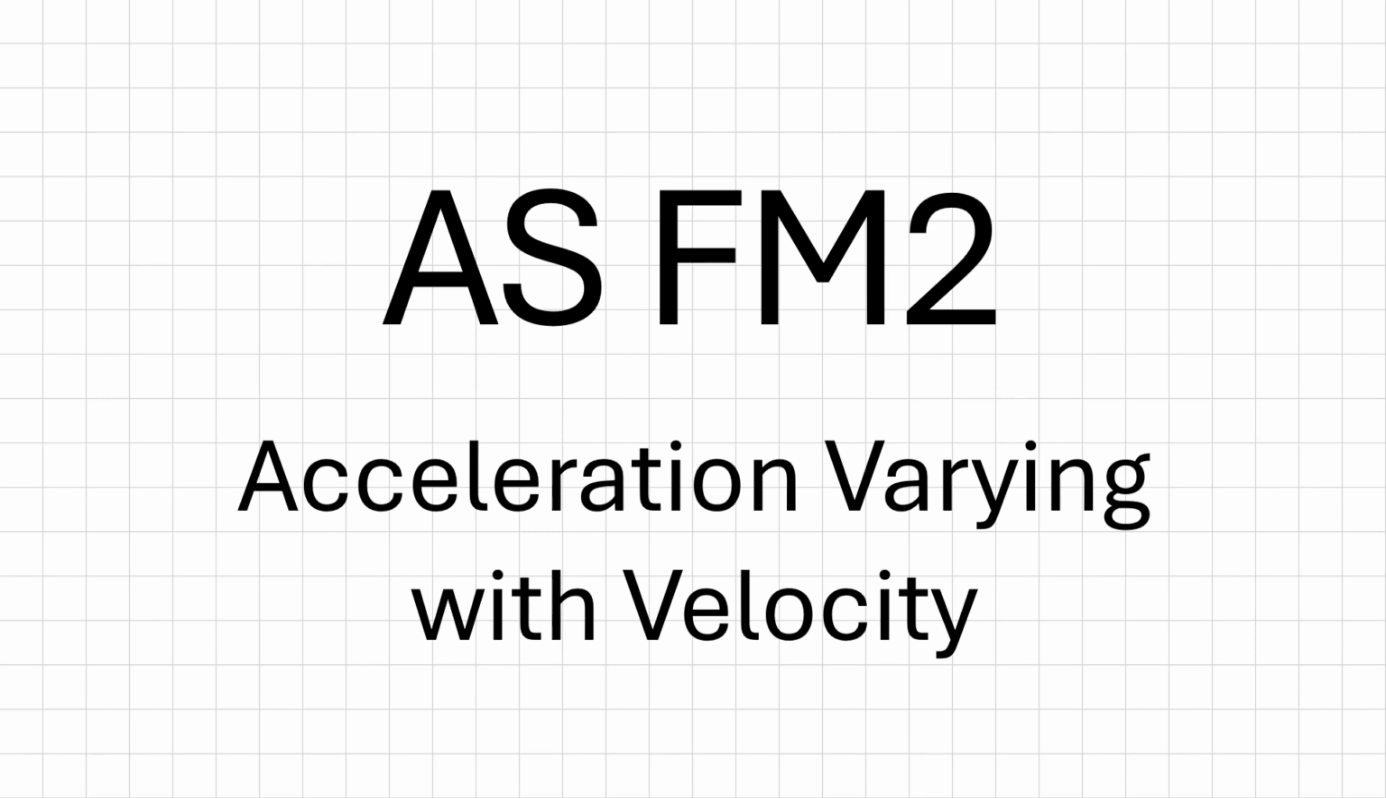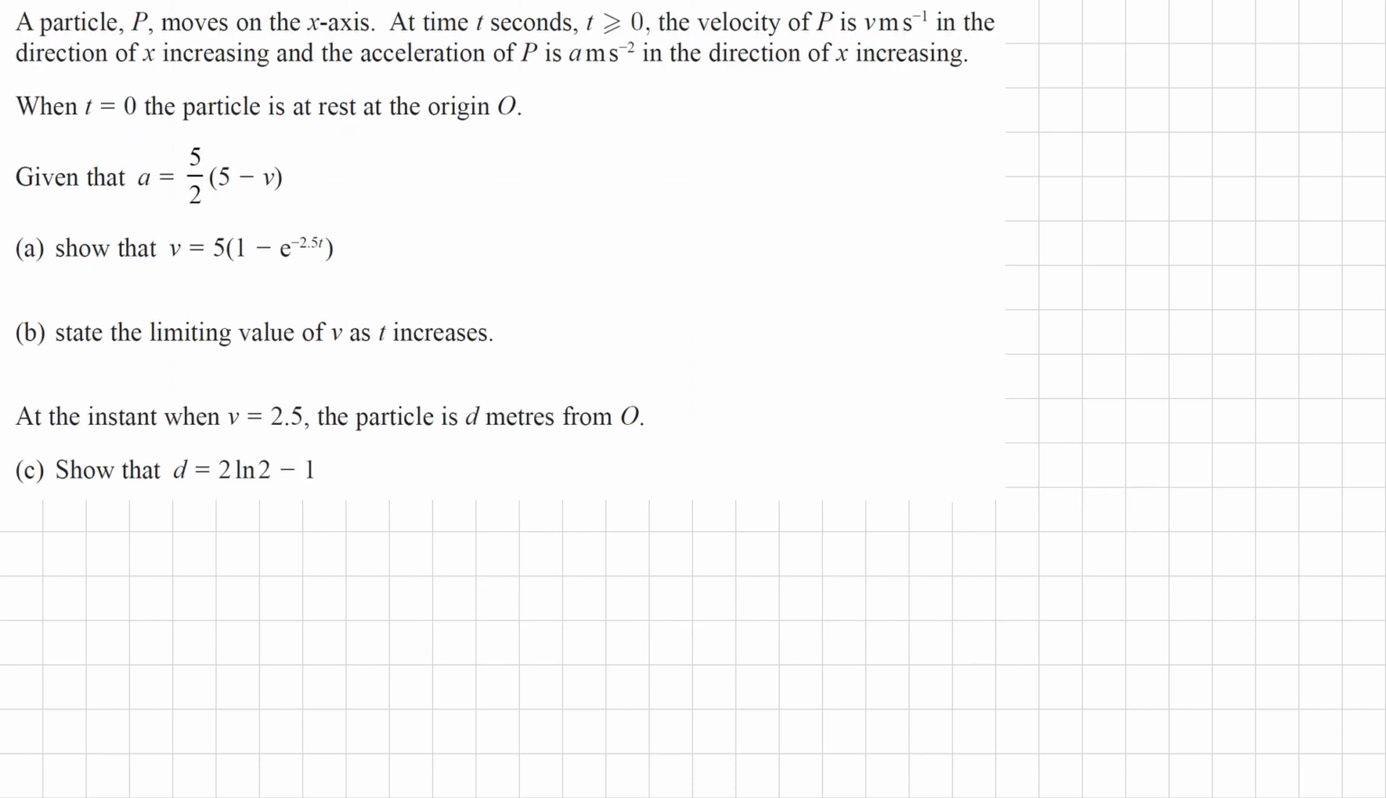This is an AS Further Mechanics 2 question on acceleration varying with velocity. A particle P moves on the x-axis. At time t seconds, t greater than or equal to 0, the velocity of P is v meters per second in the direction of x increasing, and the acceleration of P is a meters per second squared in the direction of x increasing. When t equals 0, the particle is at rest at the origin.